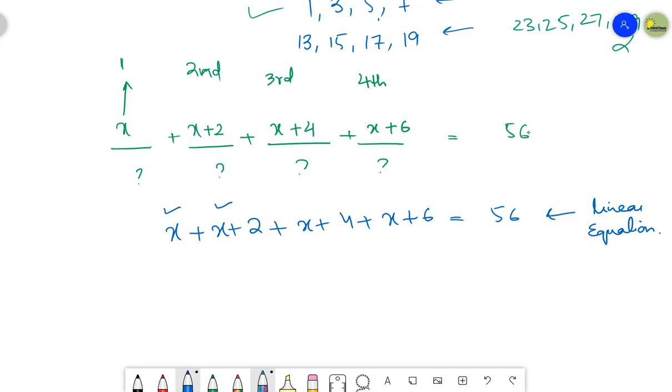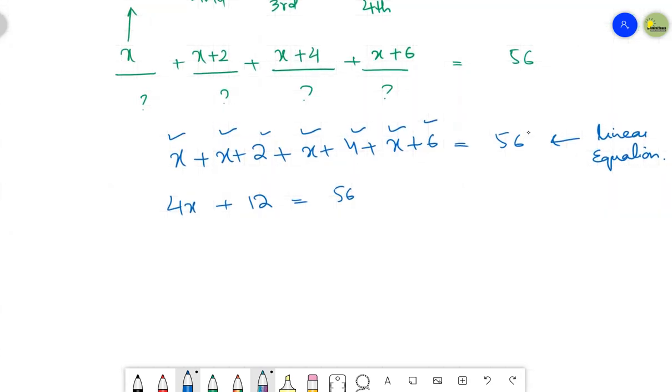4 times x means x plus x plus x plus x, which gives me 4x. Then you have the numbers 2, 4 and 6. 2 plus 4 is 6, and 6 plus 6 is 12, equals 56. Now you are going to get 4x plus 12 equals 56. The 12 will be shifted to the other side. Why? Because this is independent of the variable x. The value that is independent of x is shifted to the other side, so it will be minus 12. Now 4x equals 56 minus 12, which is 44.